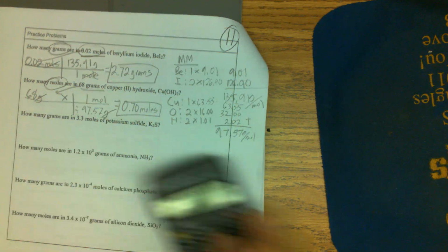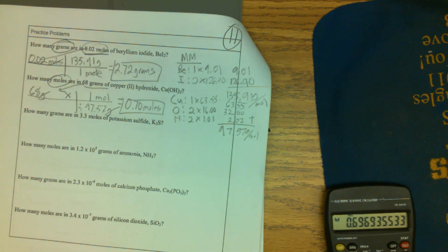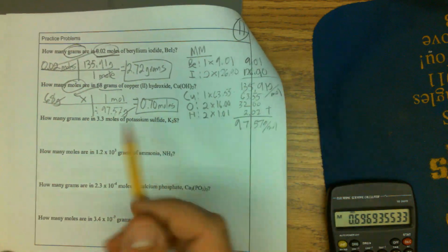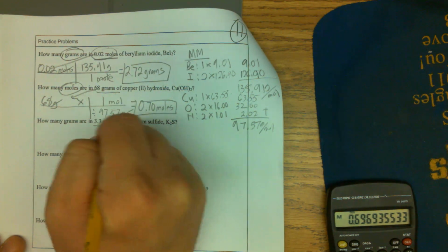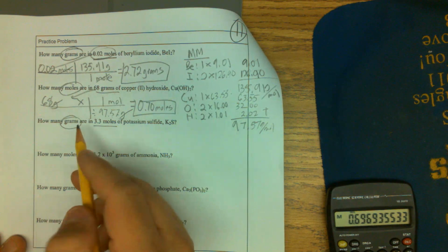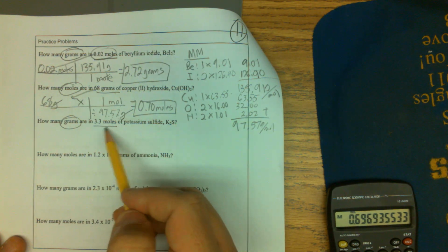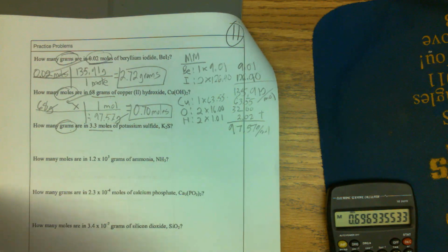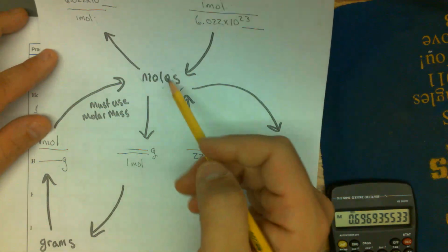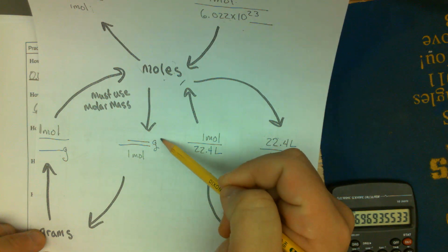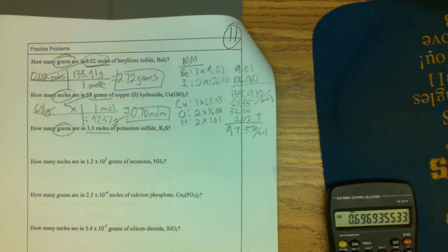All right, and then it's more of the same. So let's look at the problem for the next one. Here we're given moles and we're asked to find grams. So this is going to be like the first one. Here we have moles to grams. So if we're going moles to grams, start at moles, go to grams. We're going to put the molar mass on the top, 1 mole on the bottom.